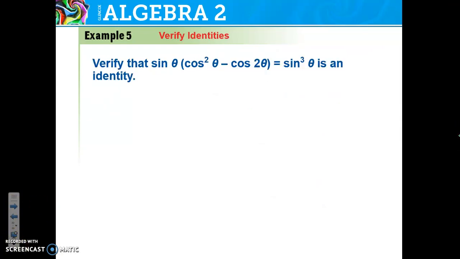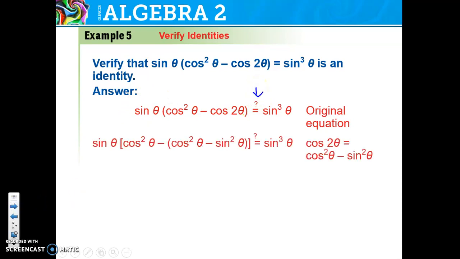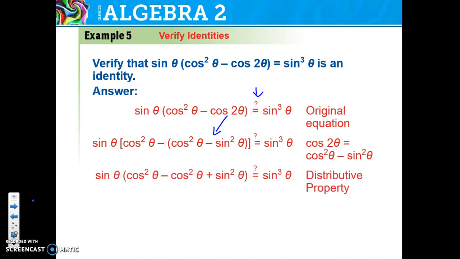All right, we're going to skip down to example 5 to make sure we have time to verify identities in this video. So here we're going to verify that the sine of theta times the quantity cosine squared of theta minus cosine of 2 theta equals sine cubed of theta is actually an identity. So here's my original equation. Since I'm verifying, I put that question mark over the equal sign. That means I cannot move things back and forth. So look at what they did over here. Sine of theta and cosine squared of theta stayed the same. I've replaced the cosine of 2 theta with one of my identities, cosine squared minus sine squared. Okay, so that's what they did in that step.